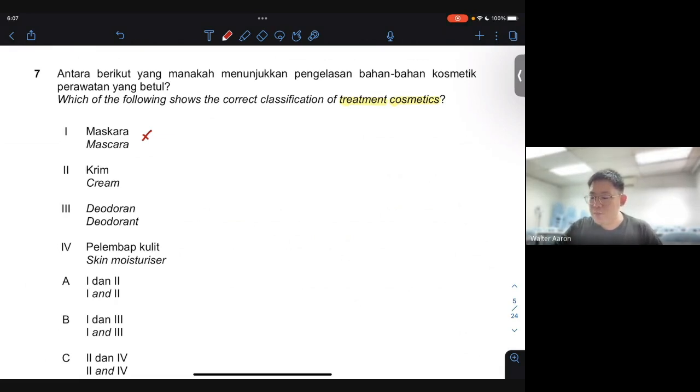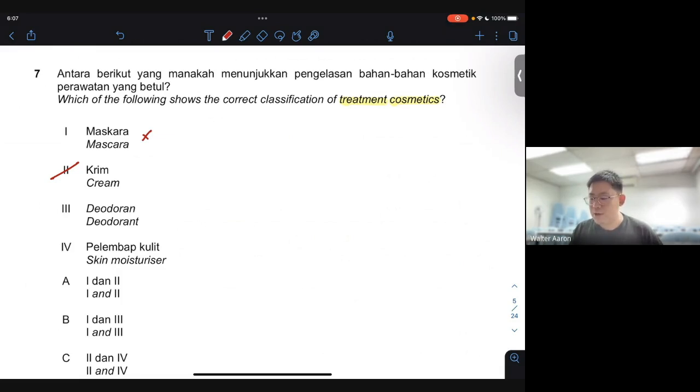Now cream, yes, because some creams are medicated, and those creams can be in the form of, for example, an antifungal drug, where you can apply it on your skin to kill off the fungus in your skin to prevent diseases such as athlete's foot or ringworm. So cream can be medicated and become a treatment cosmetic.